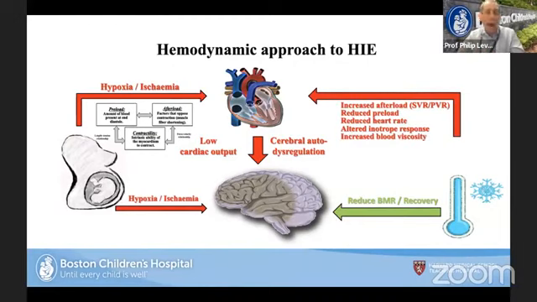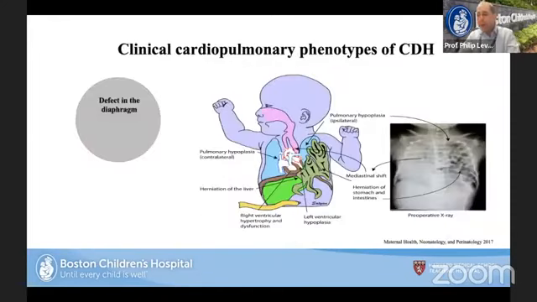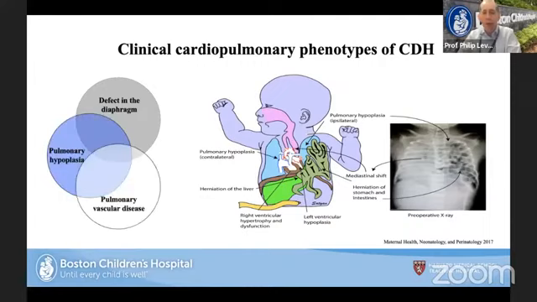So it's a tricky balance between the management of the HIE and the pulmonary hypertension. CDH is something that has always fascinated me. We know it's a defect in the diaphragm. We know there could be pulmonary hypoplasia. We know that there could be pulmonary vascular disease. And we know that there could be cardiac dysfunction.